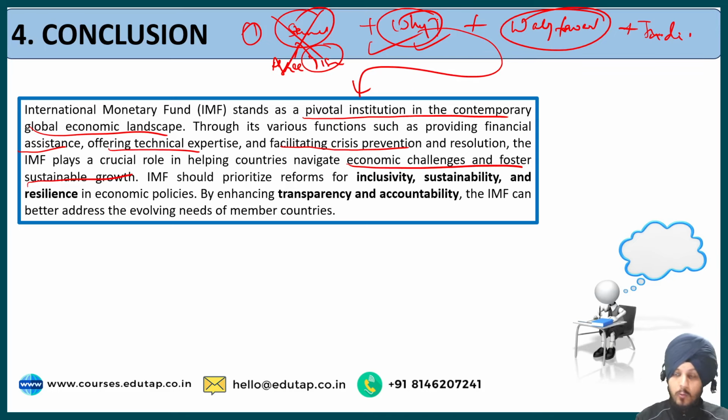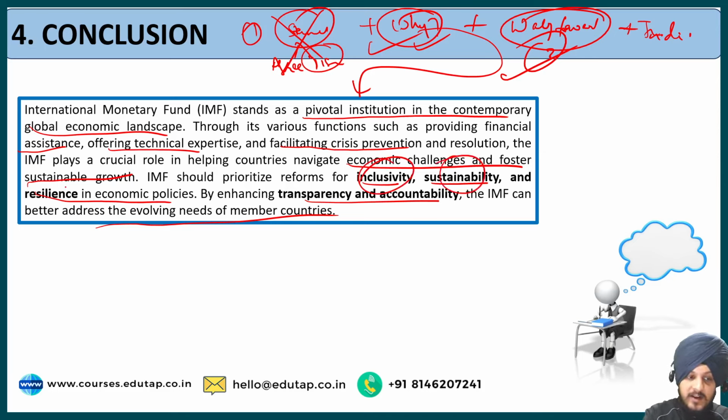Now, what next? What is the way forward? The third is regarding the way forward, where we can write what IMF should do for the future approach. IMF should prioritize reforms for inclusivity, sustainability, and resilience in economic policies. By enhancing transparency and accountability, IMF can better address the evolving needs of member countries. So this is what you can write as a way forward, that IMF should focus on inclusivity, sustainability, and resilience to become a better institute as far as the global economic landscape is concerned.